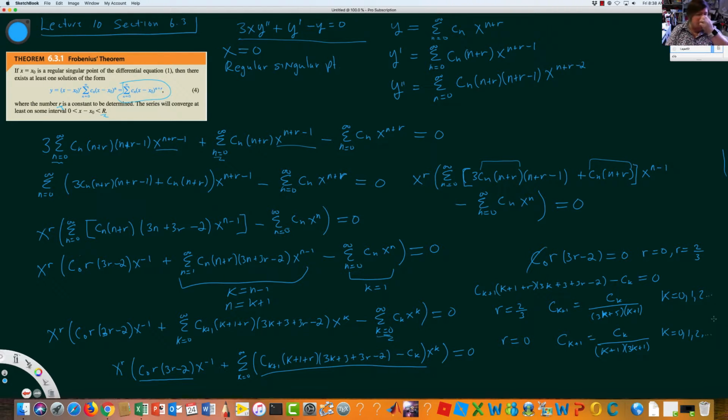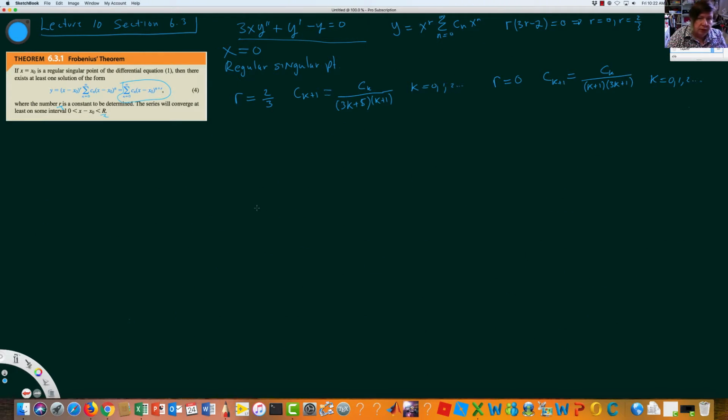All right, let me erase some stuff. I'll be right back. All right, so we're back, and I put the two values of r here so you can see them. And here's our equation that led to the two values of r, and here's the original series that we're using as our solution. And so what we're going to do is just implement these recursion relations for r equals 2/3 and r equals 0, which we already put in the values of r.